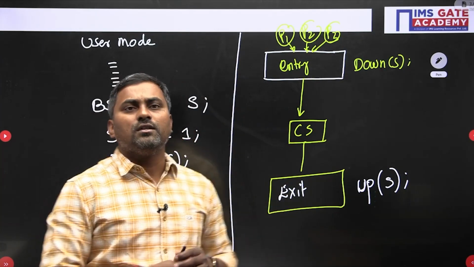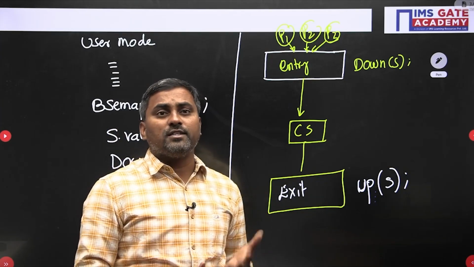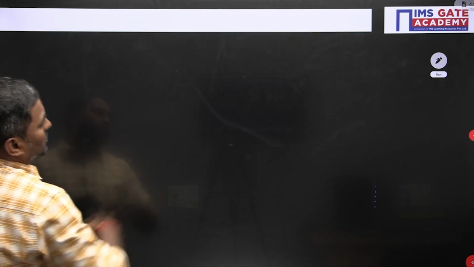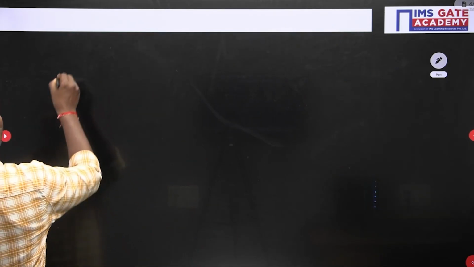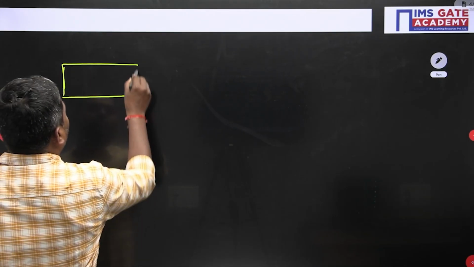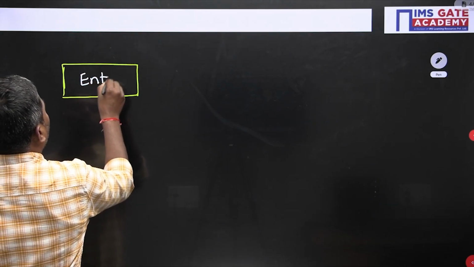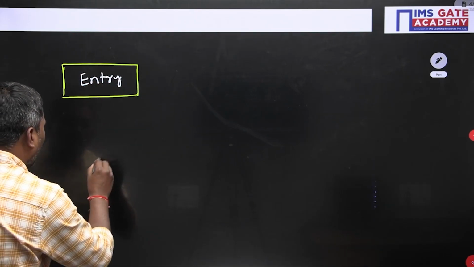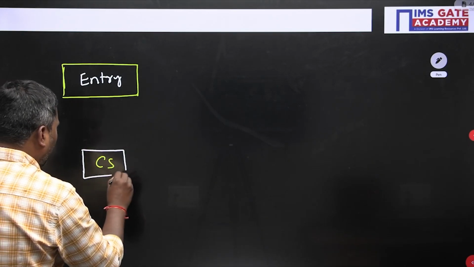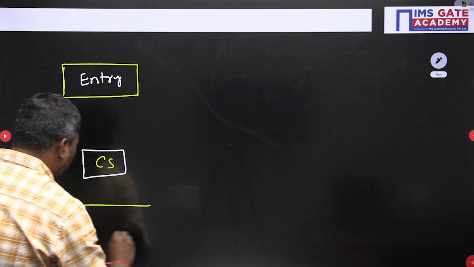Let us take a case study to understand how this binary semaphore can work, so that we will observe it with an example. Okay, the same structure I am trying to take here. We have an entry section, then the critical section, then the exit section.